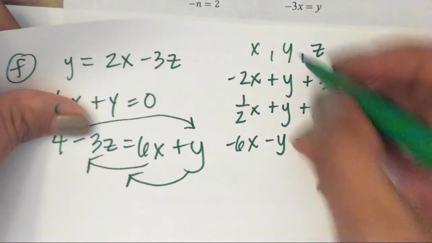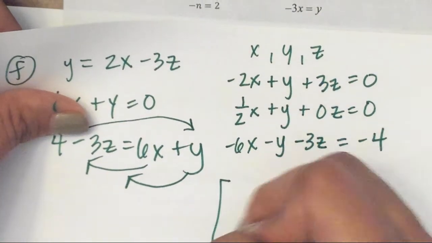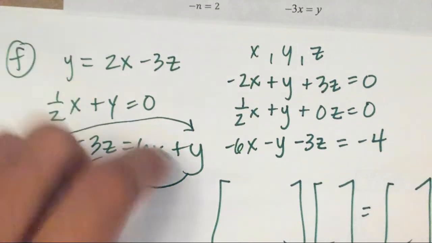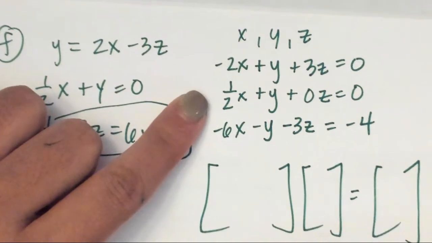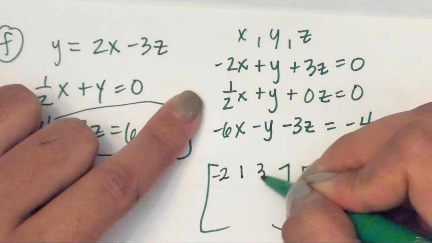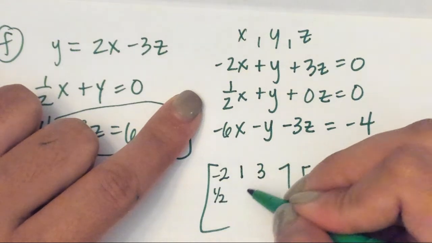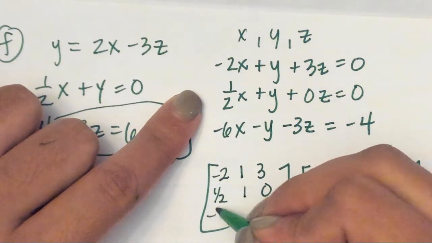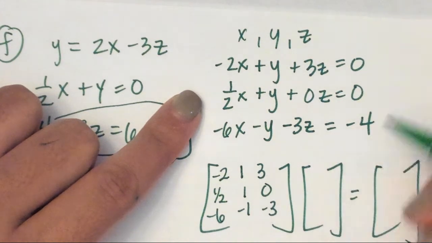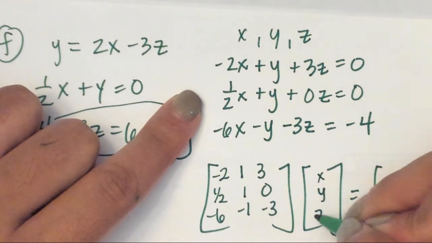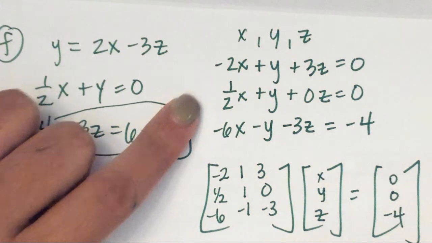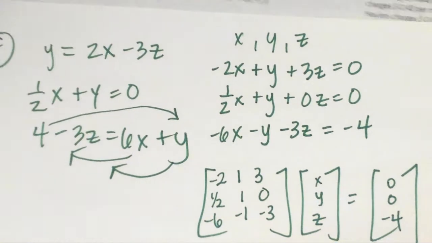Alright, so now that I have everything in standard form, I'm going to write my matrix. So remember, take the leading coefficients, make sure all your variables are lined up. So I have -2, 1, 3, 1/2, 1, 0, -6, -1, -3. And then I'm comparing x, y, z. And then my answers are 0, 0, -4. That is letter F.